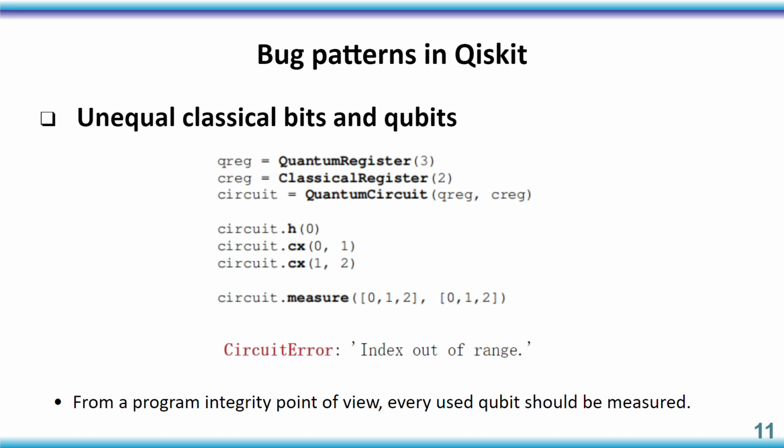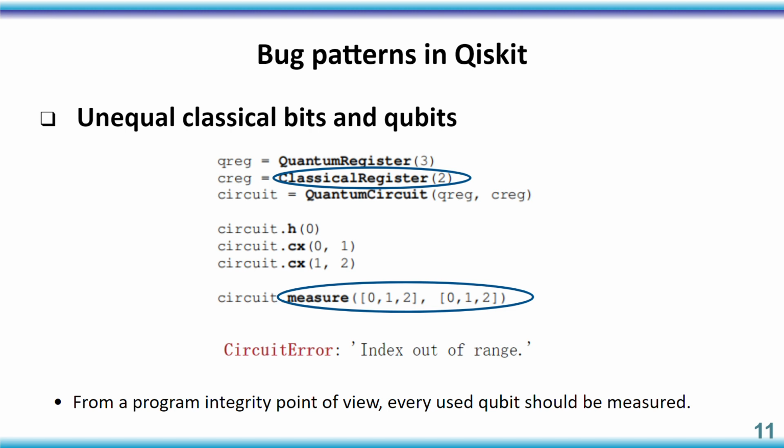The first pattern is unequal classical bits and qubits. In Qiskit, each classical bit in the classical register stores a measured qubit value. Therefore, it is better to initialize quantum registers of the same size as classical registers. That is because, from the point of view of program integrity, every used qubit should be measured.